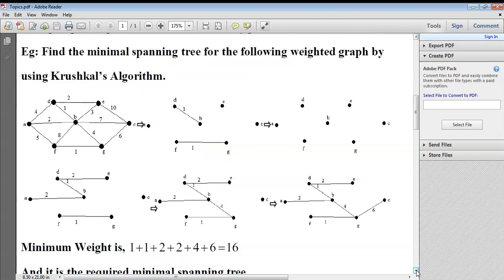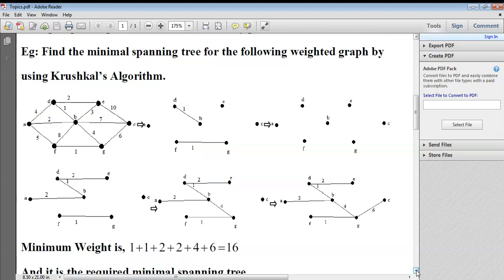The meaning of minimal spanning tree: it must be a weighted graph, it must be a spanning tree, and the sum of the weights of the edges must be minimum. If all three are satisfied, then it is called a minimal spanning tree. Now we are finding the minimal spanning tree with the help of the Kruskal algorithm.